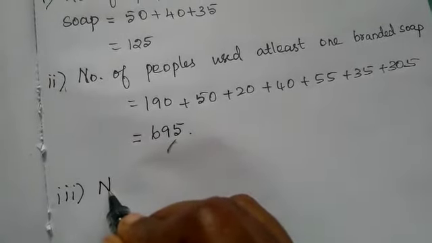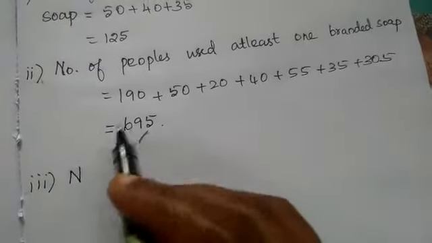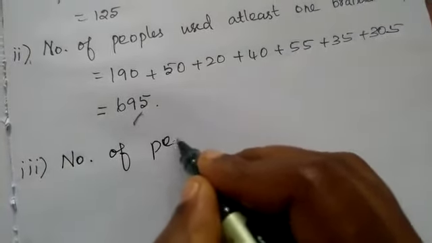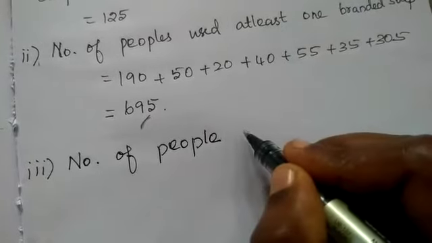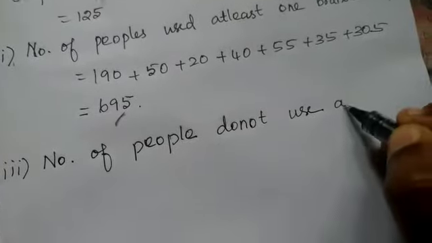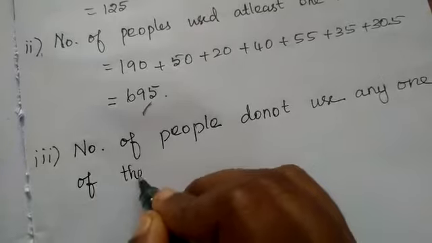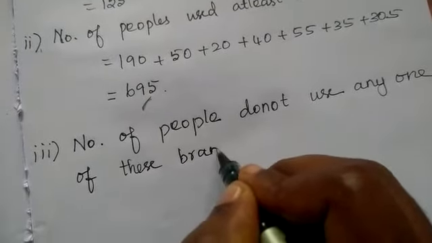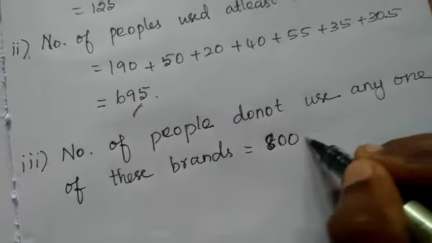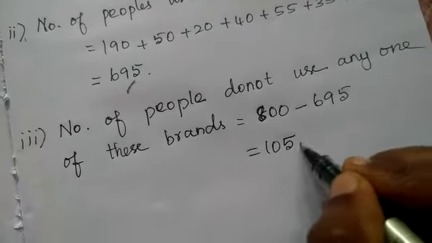Next, the third question: the number of people who do not use any one of these brands. What is the total number of people? 800 minus, here all the values, 800 minus 695. 105 people do not use any one of these brands. Total people 800 minus the people who used, 695, is 105. This is the answer.